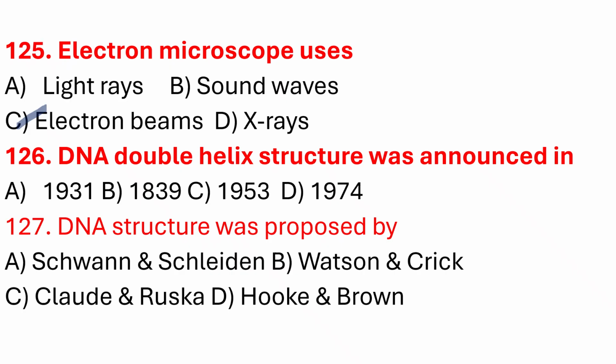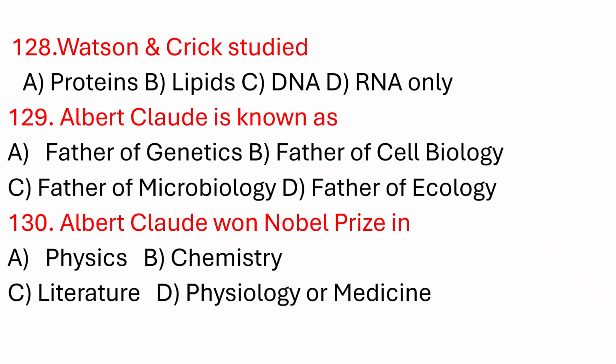The DNA double helix structure was announced in 1931, 1839, 1953, 1974. C, 1953. DNA structure was proposed by Schwann and Schleiden, Watson and Crick, Claude and Ruska, or Hooke and Brown. Option C, Watson and Crick. Watson and Crick studied proteins, lipids, DNA, RNA only.